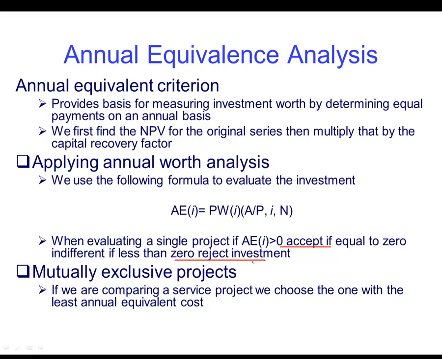If we are comparing service projects, we choose the one with the least annual equivalence cost. So if we are talking about gaining money, profit, then we choose the one with the positive and the largest amount. But if we are comparing services and trying to compare the cost, then I will choose the one with the least annual cost.